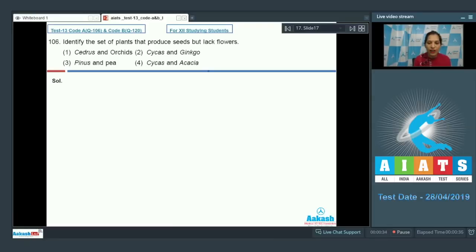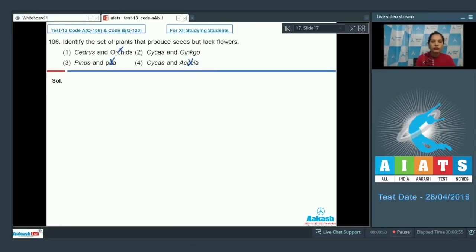Angiosperms are the only flower producing plants. But you have to choose the option with plants which produce seeds but lack flowers. So orchids, pea and acacia, these all are angiosperms and they have flowers. Hence these three options are ruled out.